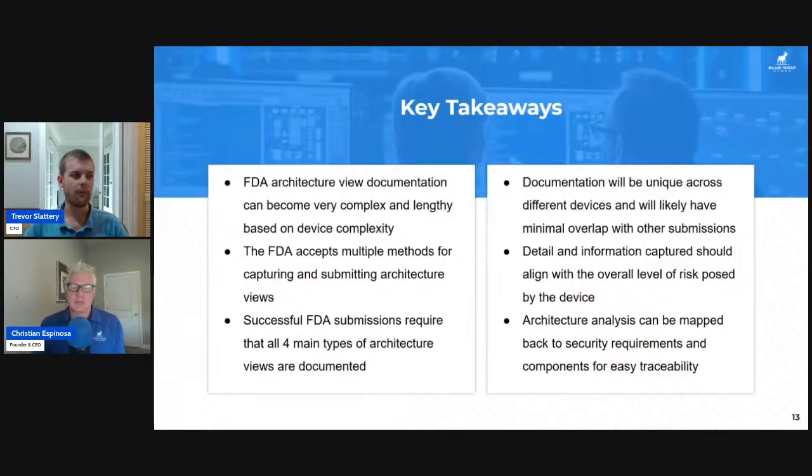different submissions. So we just want to make sure this is a note that you can't go back and forth and just use the same architecture considerations, use the same multi-patient harm views for different devices. It's always going to be very unique based on the device.